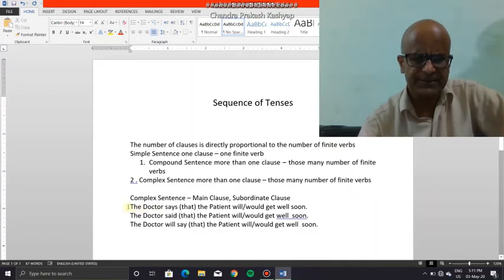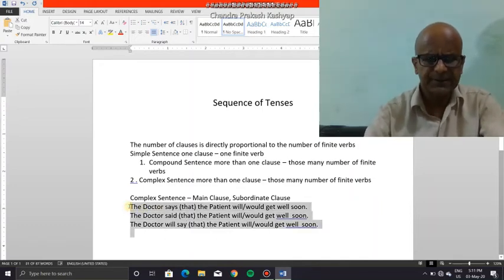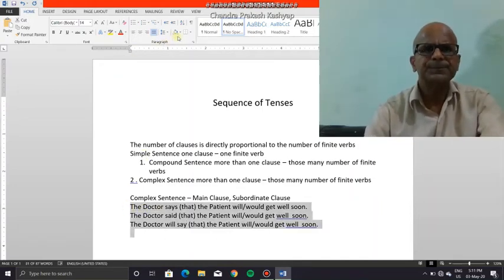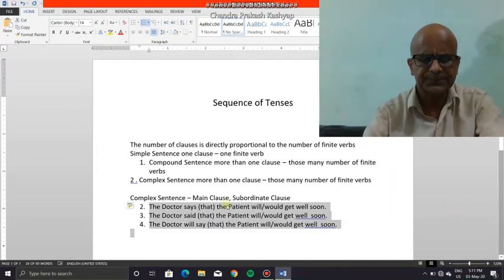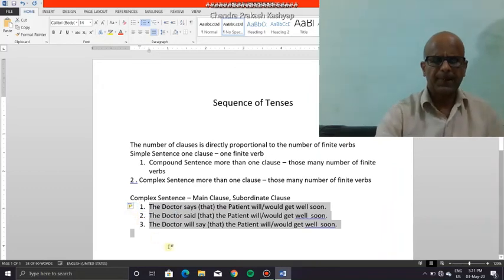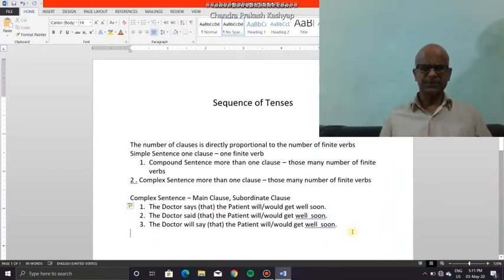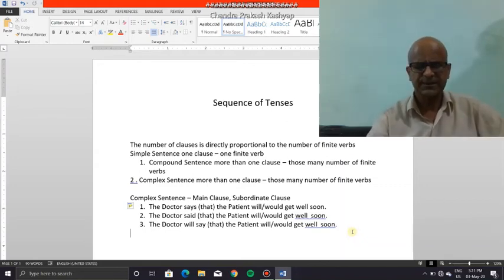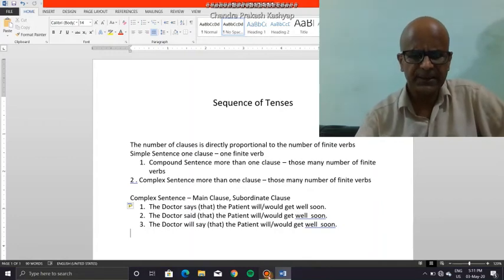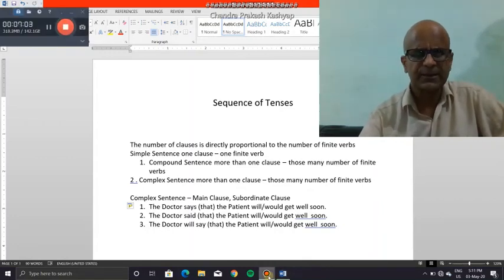Fine. These are 3 sentences. Let's number them: 1, 2, 3. These are all complex sentences. The doctor says the patient would get well soon. The doctor said the patient would get well soon, and the doctor will say that the patient would get well soon. All these 3 are complex sentences.